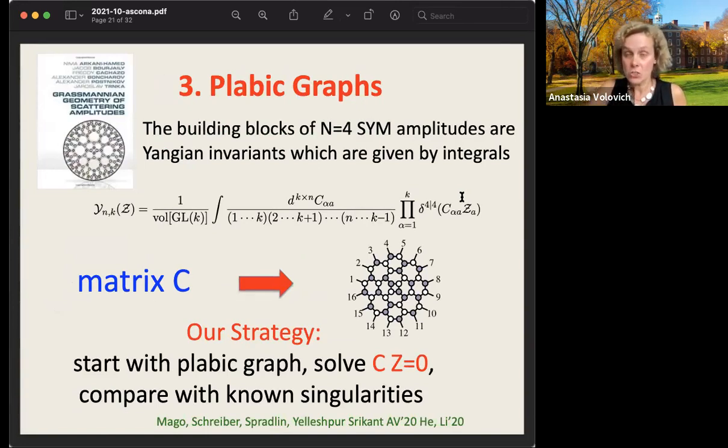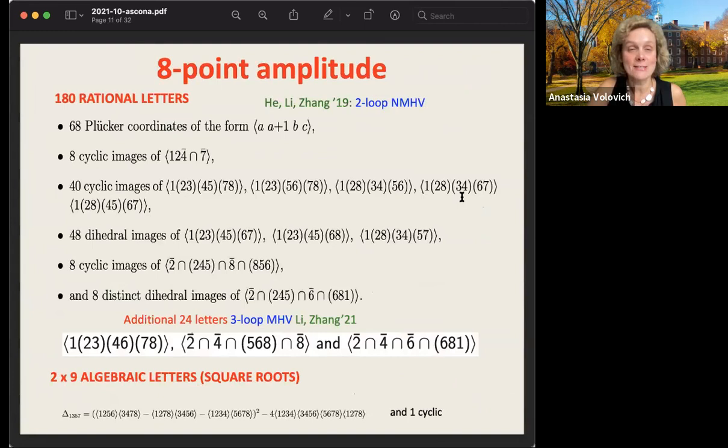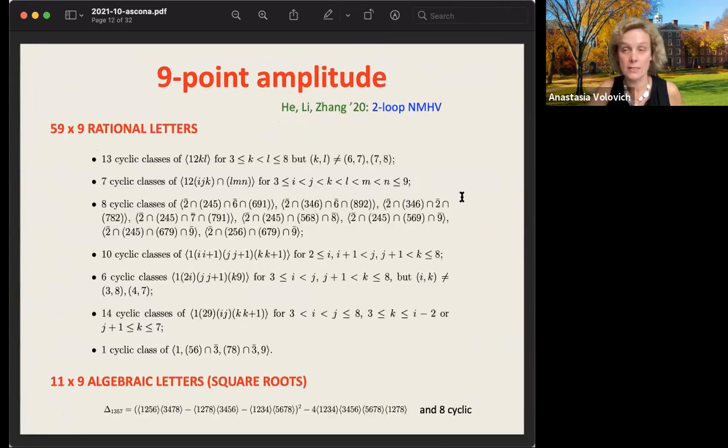Now, let me just briefly flash some of our approach. We've been trying to generate these letters from plabic graphs. So again, I repeat for you, we have these two lists. Whatever we do should reproduce 6 and 7, obviously. But what we're really after is reproducing the 8 and 9 points data.